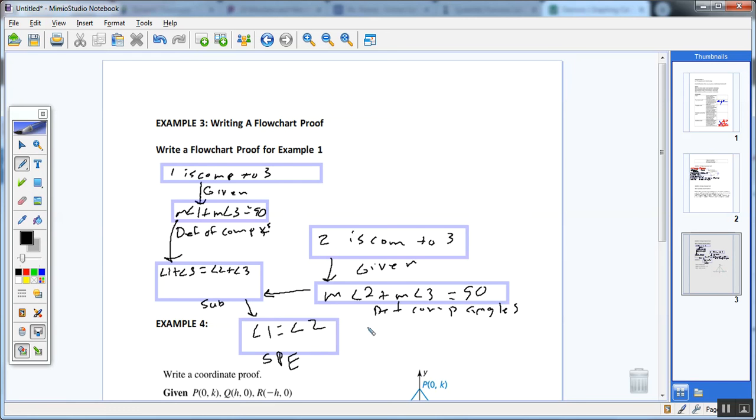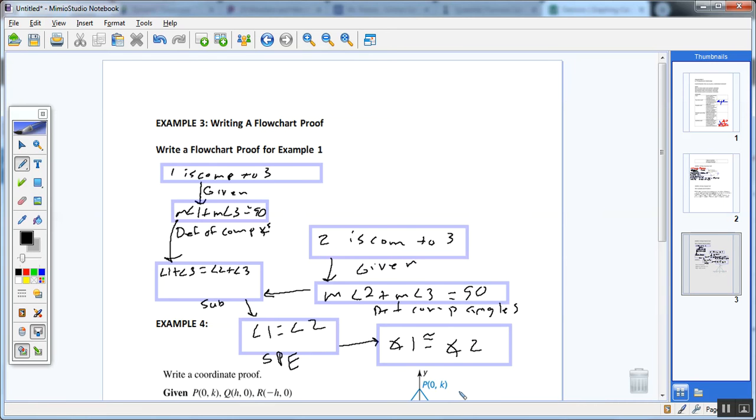Okay, so if angle 1 is equal to angle 2, where can I go from there? Well, kids, what's that mean about your angles if they're equal? They are congruent. So angle 1 must be congruent to angle 2. That's what we set out to prove. Perfect timing. Okay, I don't care for that type of proof.